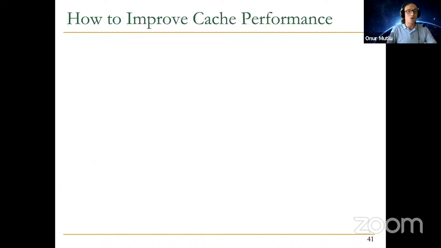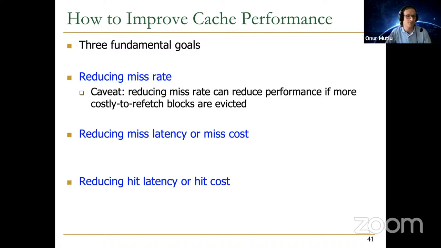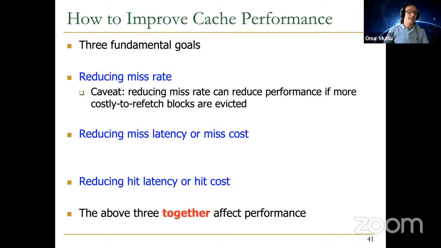Okay, so how to improve cache performance has fascinated many, many people. As I said, it led to many patents, many papers, and many improvements in existing hardware, software, and hardware-software cooperative systems. There are three fundamental goals: reducing the miss rate, reducing the miss latency or miss cost, and reducing the hit latency or hit cost. Clearly, these are parts of the performance equation. Reducing the miss rate has a caveat: it can reduce performance if more costly-to-refetch blocks are evicted. That's why reducing miss latency and miss cost is important. Ideally, you would like to reduce hit latency or hit cost as well. We're not going to talk about everything here, but all three together affect performance, and it's not an easy performance equation in the end.